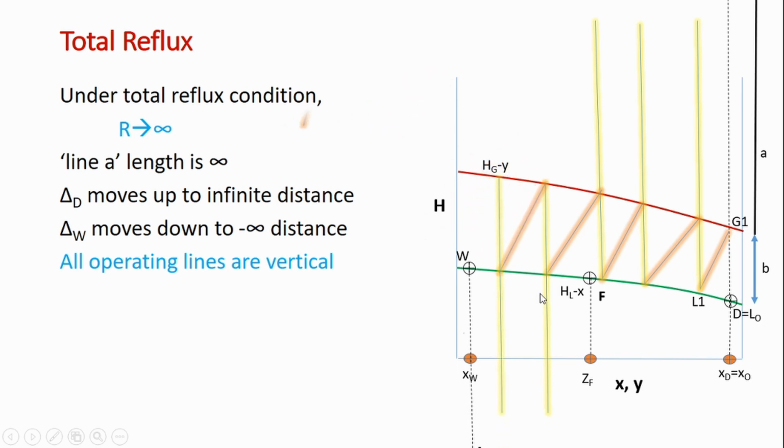Continue this until the XW composition is reached. Count these tie lines. These tie lines will give you the number of stages at total reflux condition. So this is the minimum number of stages, right? At total reflux we get the minimum number of stages. Here the number of stages is 6. So we are getting 6 as the minimum number of stages at total reflux condition.